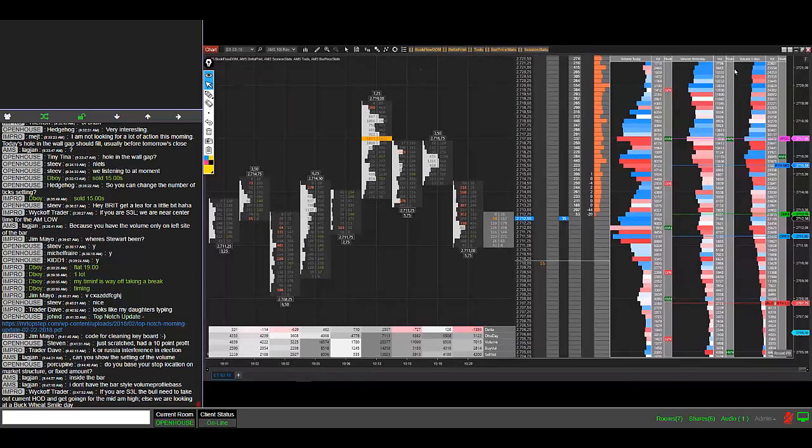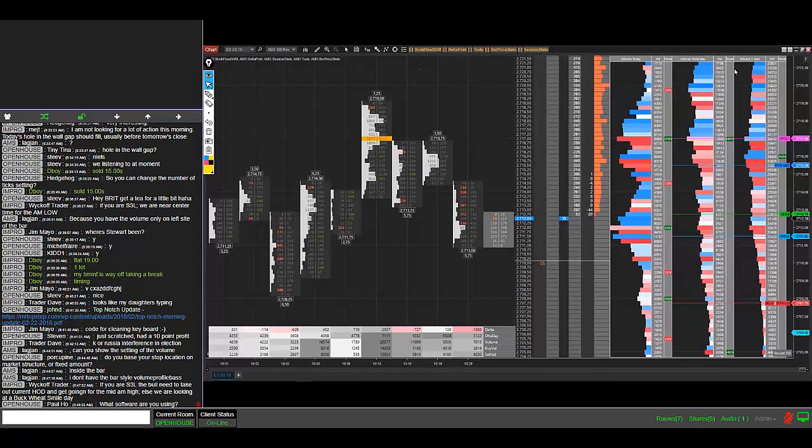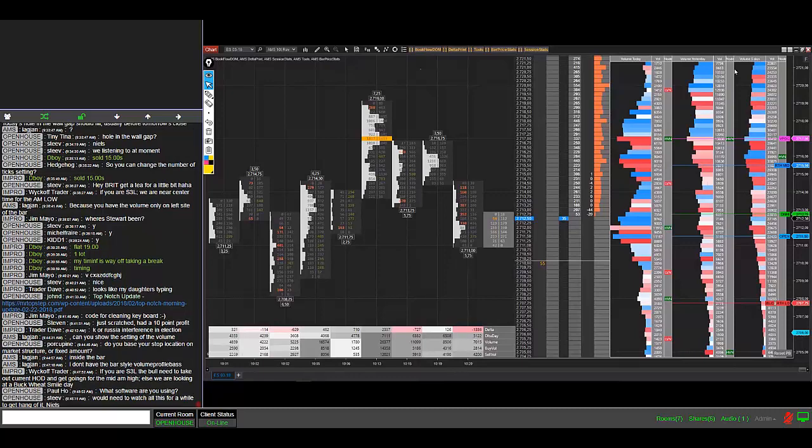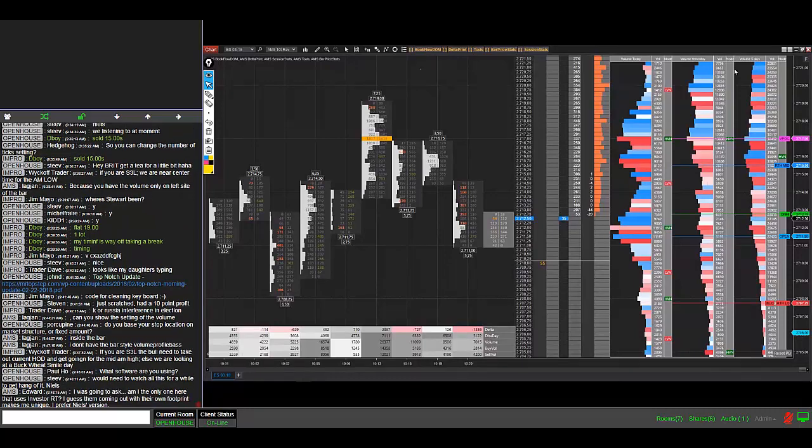So I tend to mainly trade at the open. So I trade the open and then kind of till like the European close latest, and then maybe check it out at the US close.